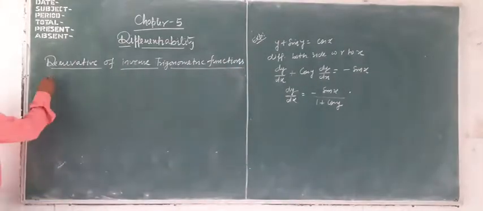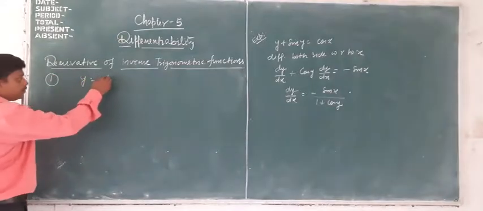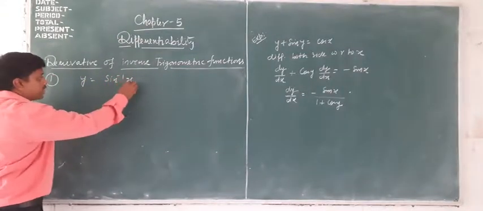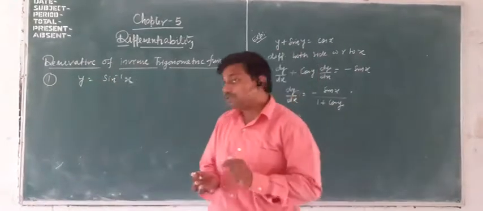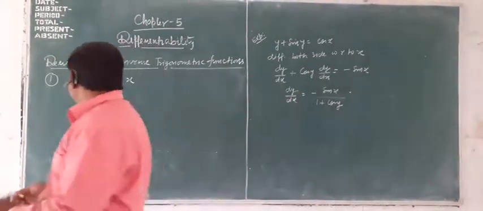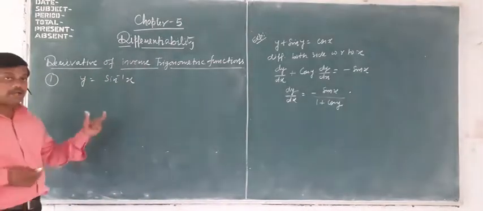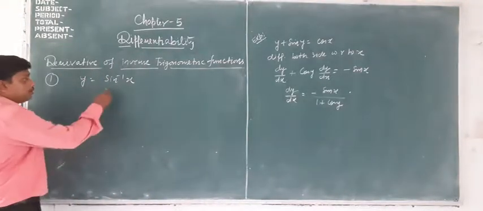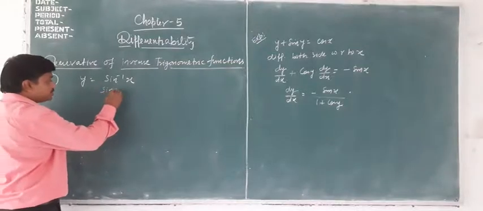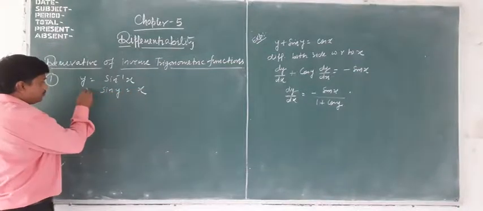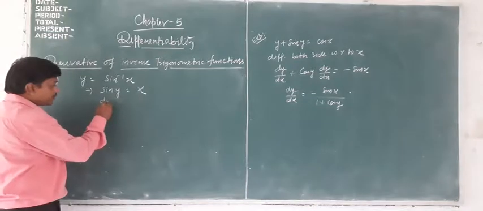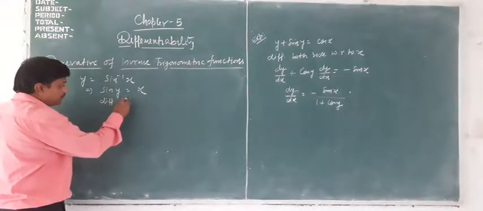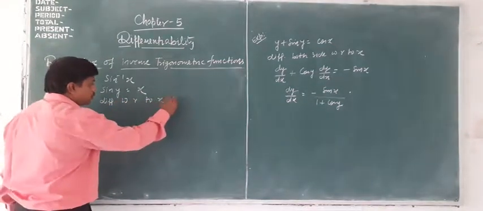First, we shall start with the derivative of y equal to sin inverse x. The inverse trigonometric functions are sin, cos, tan, cot, sec, and cosec inverse. So we have to find out the derivative of this function. This can be written as sin y equal to x. Now we differentiate that function with respect to x, both sides.